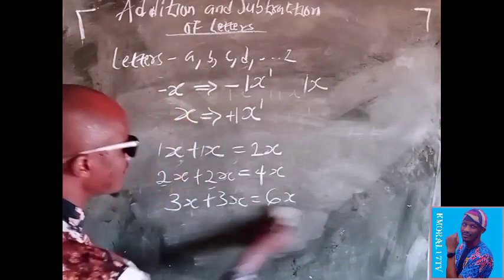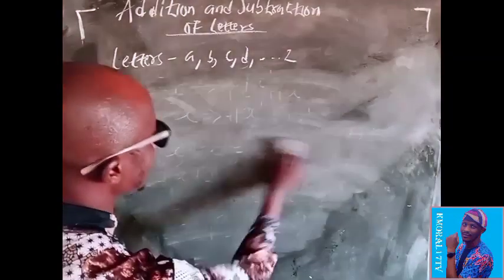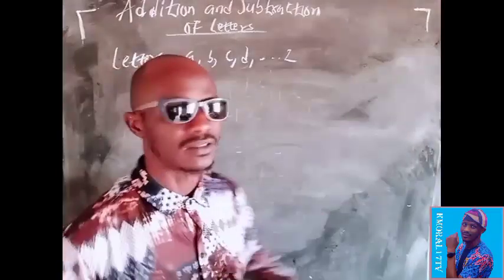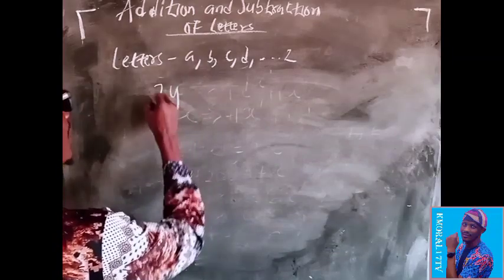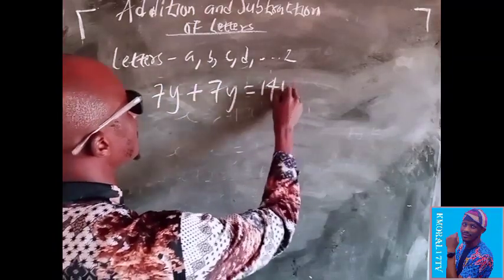So it is always the same letter. Always the same word, the same letter. You can echo that. The same letter. If you don't understand, you can go over it again. Always the same letter. Y, 7y plus 7y will give you 14y.